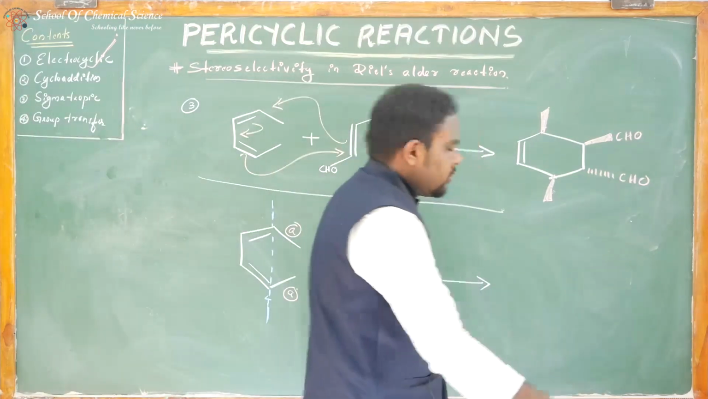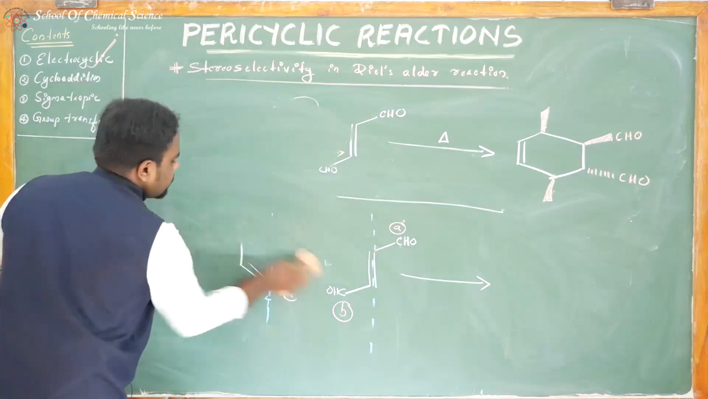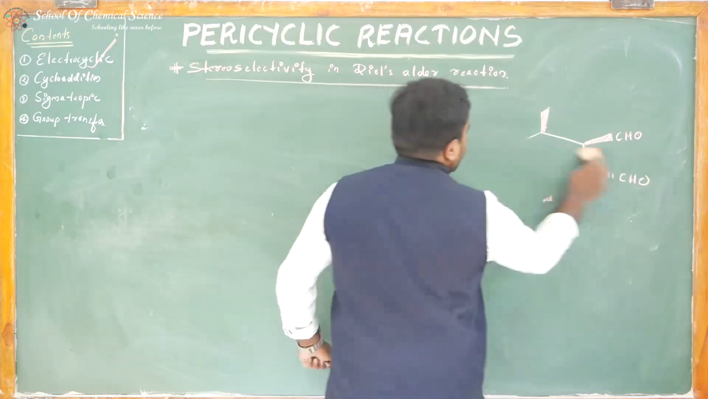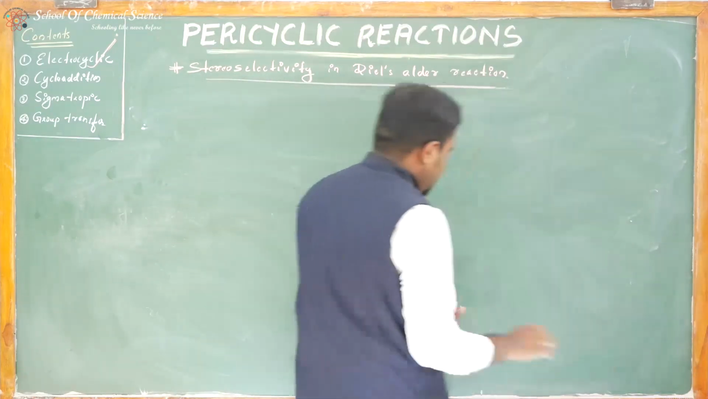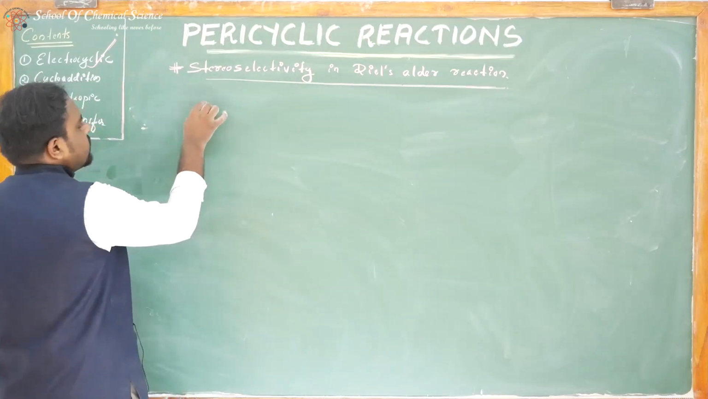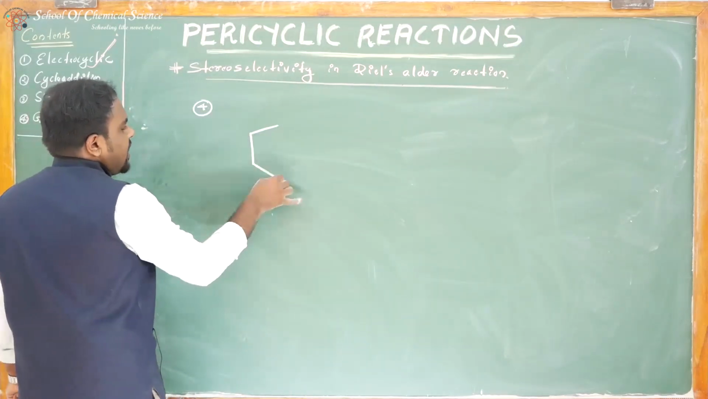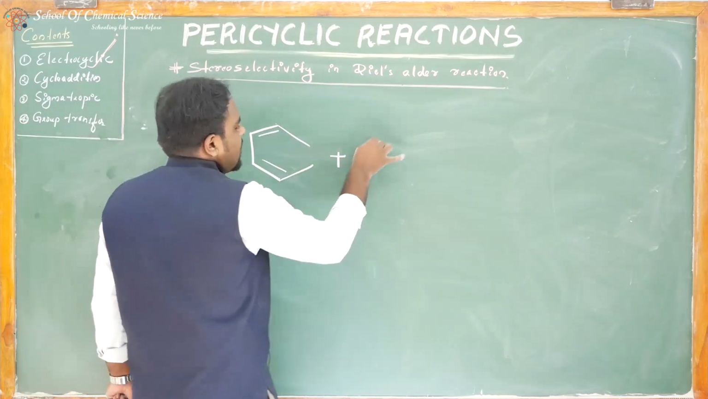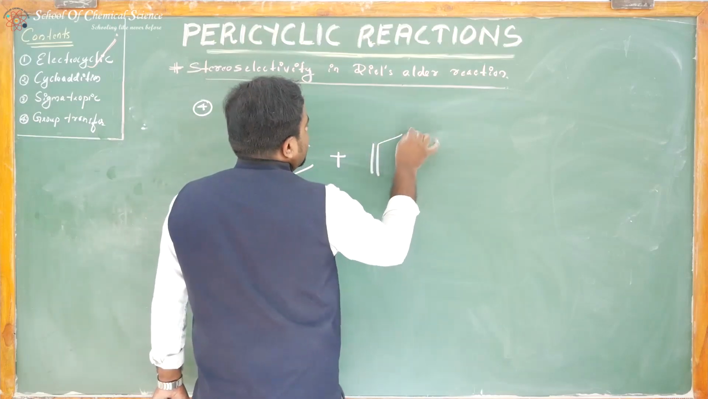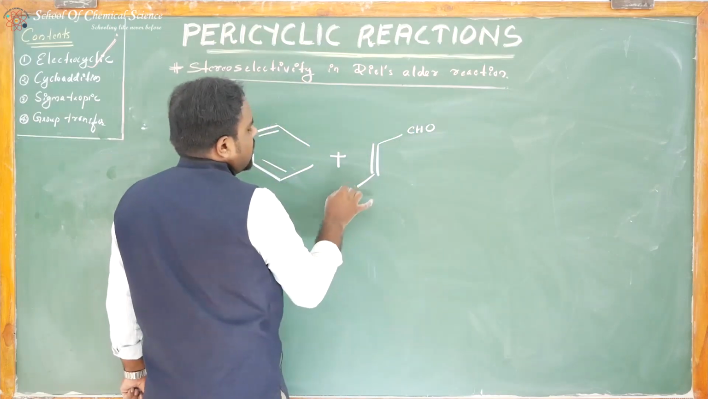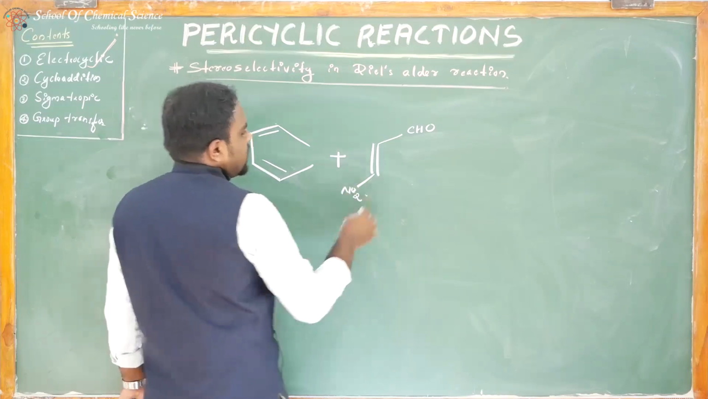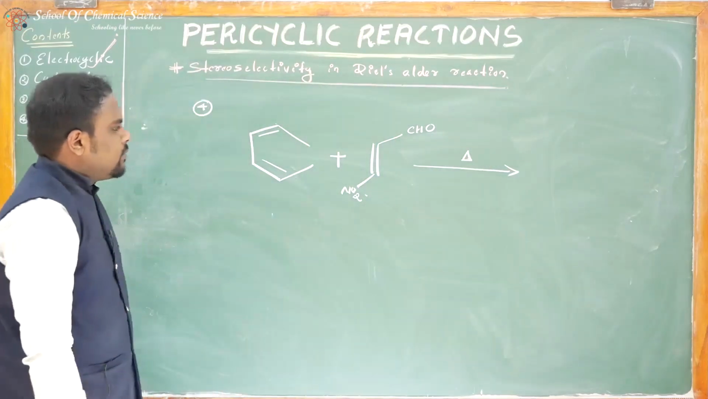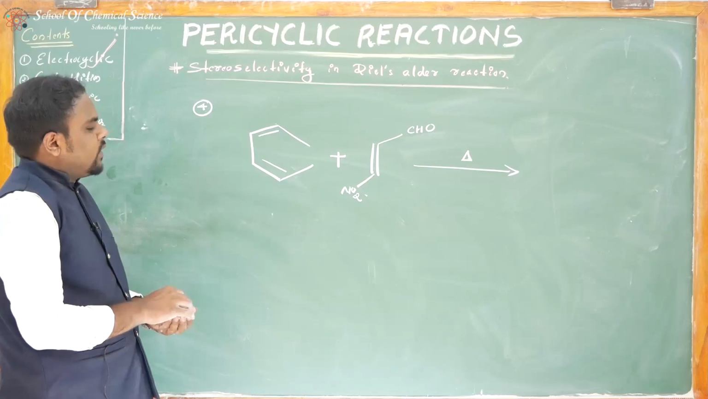Then question number 4. A simple diene, 1,3-butadiene. Here a substituent below, here a substituent above, plus a dienophile which has CHO and NO2, CHO and NO2, under thermal condition. Okay, what is the product?